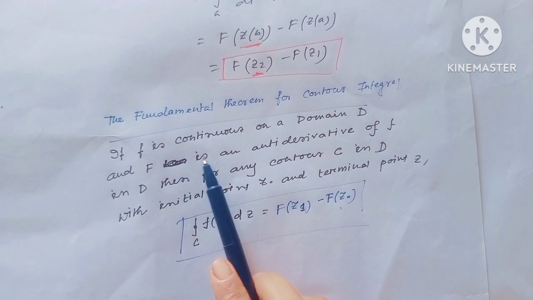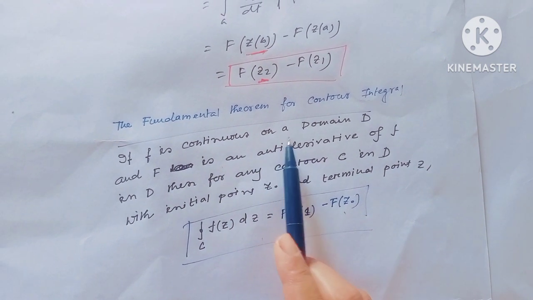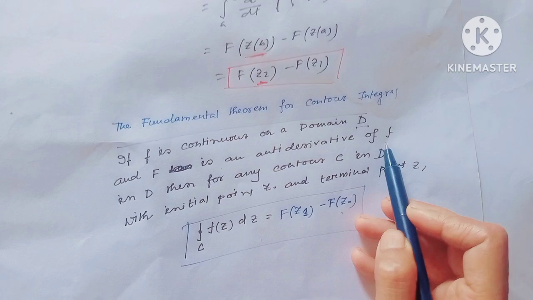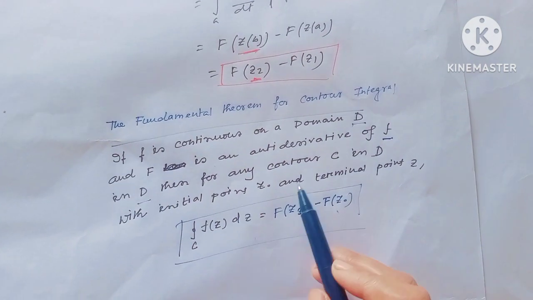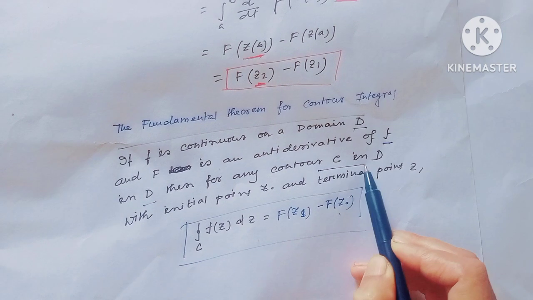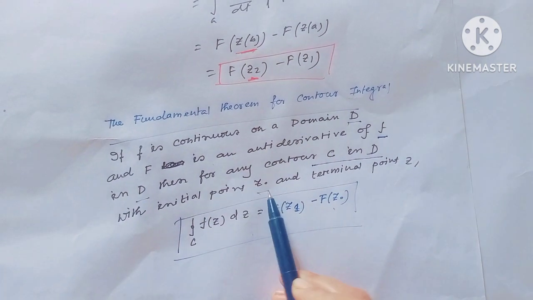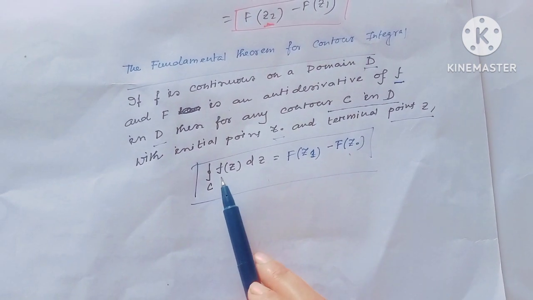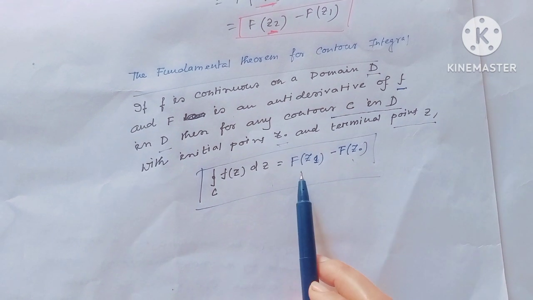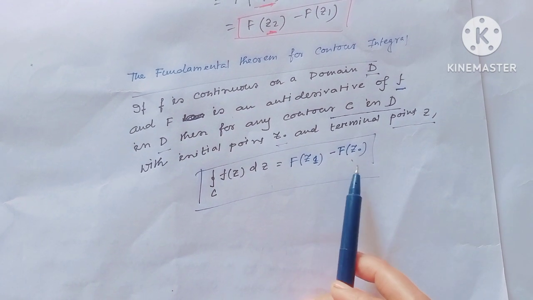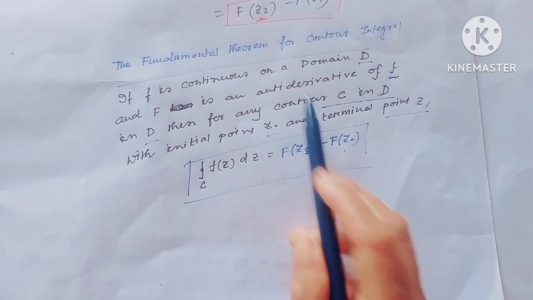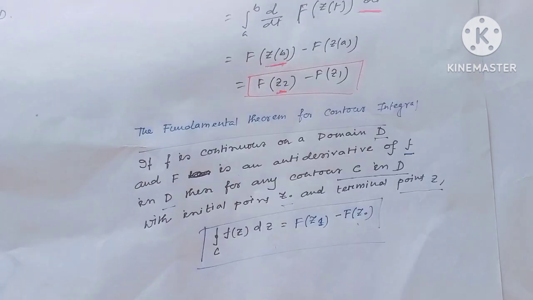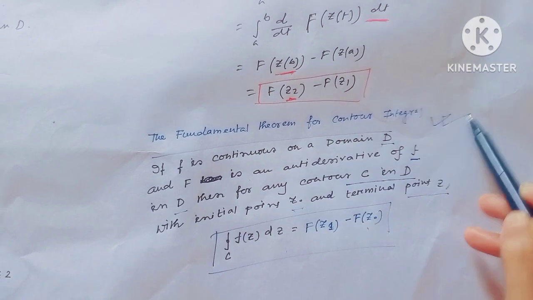The statement of the theorem is: if f is continuous on a domain D and capital F is an antiderivative of the function f in the domain D, then for any contour C in the domain D with initial point z0 and terminal point z1, the integral along this curve of f(z) dz equals capital F(z1) minus capital F(z0). I hope all my viewers have understood. This is the fundamental theorem for contour integrals.